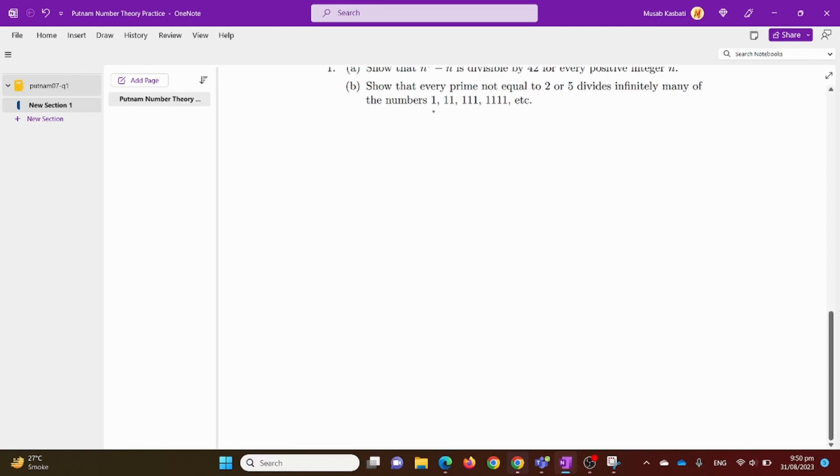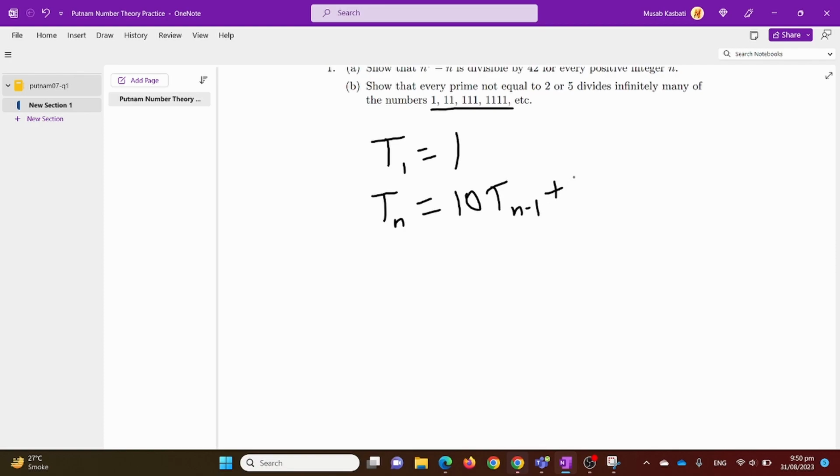And now let's actually try to work on this, right? So let's firstly try to understand this sequence a little bit better. So what we see is that the number of ones is constantly increasing. Well, one way that we could write this is that, let's say t of 1 is 1, and then we can define the series recursively such that t of n equals 10 times t of n minus 1 plus 1.